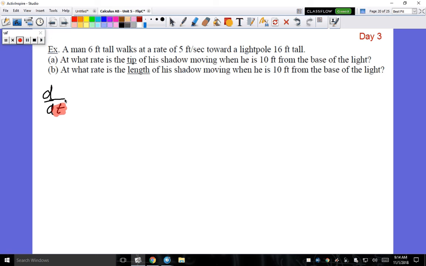So let's highlight some stuff that we're looking for. First of all, these are rates, so they're going to be d something dt. And here is the tip of his shadow, and here is the length of his shadow. Two different things. So the diagram is huge, at least to get you started on this particular one. Some of you probably already noticed what the diagram will look like. Just drawing it real quick.